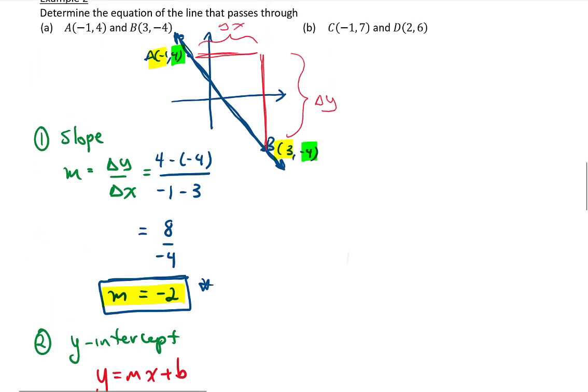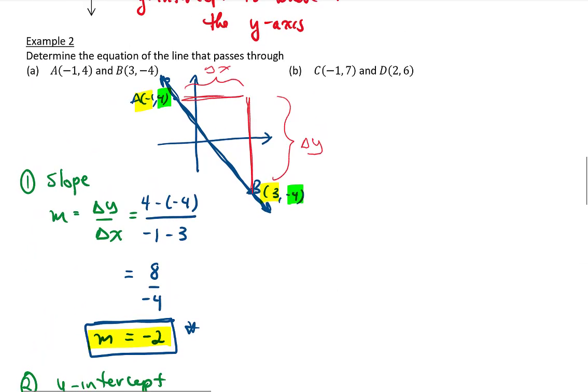Alright, let's try this one more time. This time without the diagram. Starting from the top, we have our 2 points. If we want to find the slope, we're looking for m. And m is the change in y over the change in x, the rise over the run.